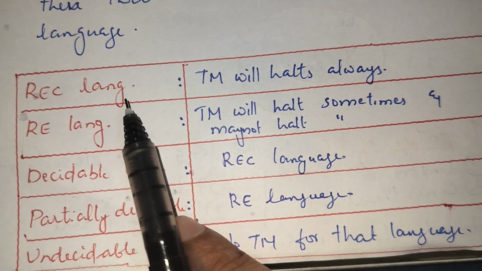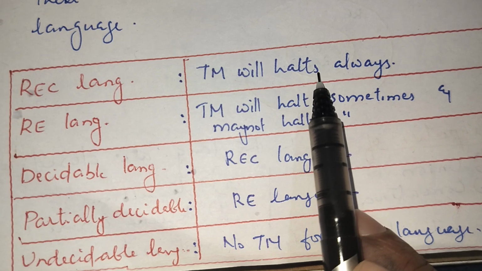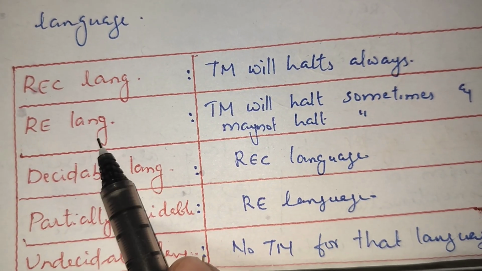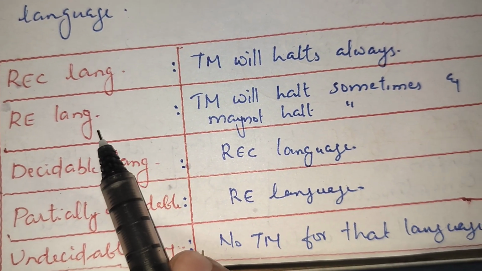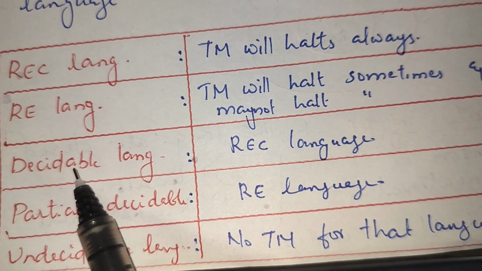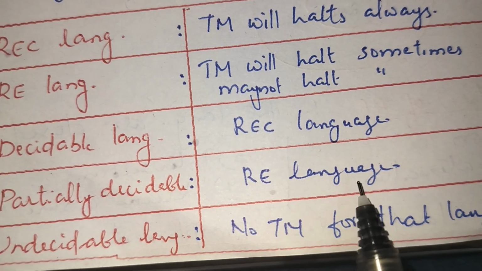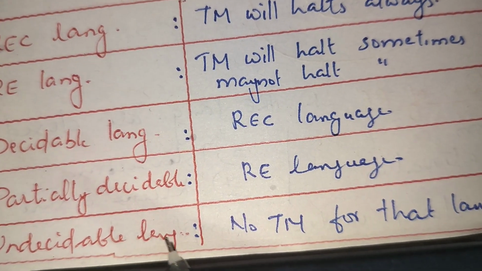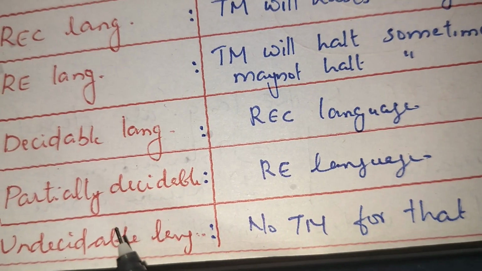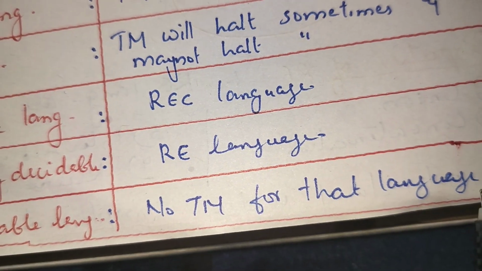So recursive languages are Turing decidable languages; definitely the Turing machine will halt for every input. Recursively enumerable languages are Turing recognizable languages; the machine may or may not halt for an input. Decidable means Turing decidable means recursive language. Partially decidable means recursively enumerable language. Undecidable means it is not even partially decidable, and then definitely there doesn't exist a Turing machine for that particular language.